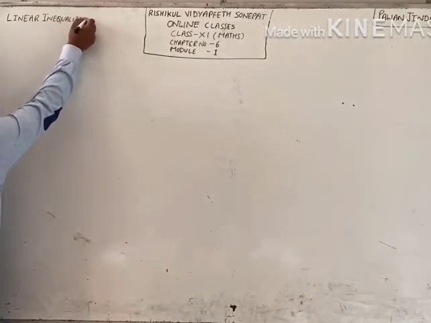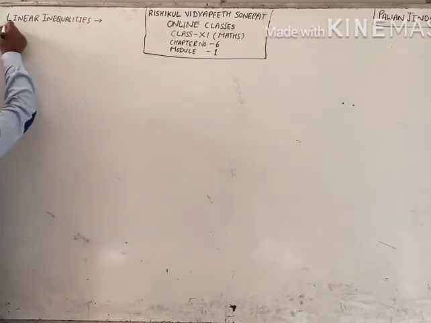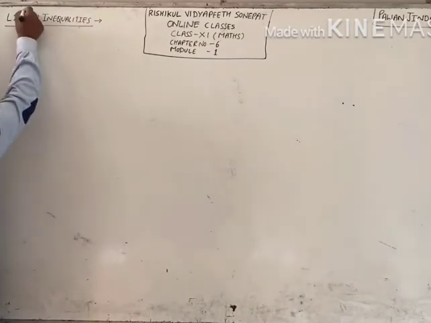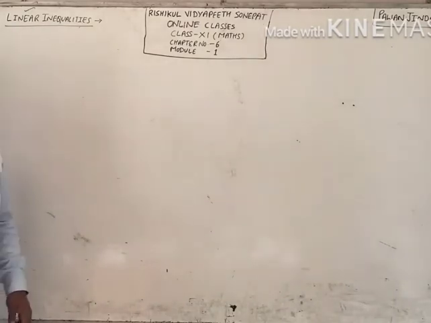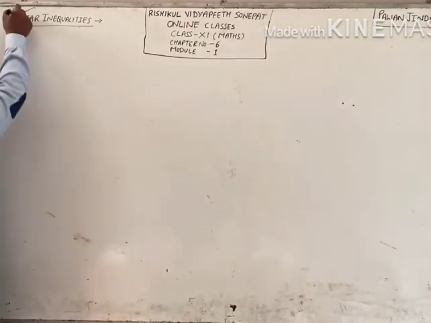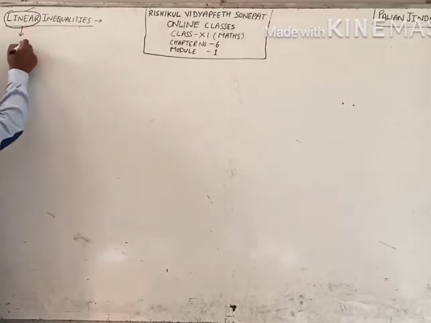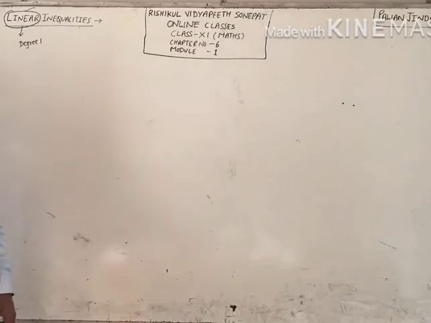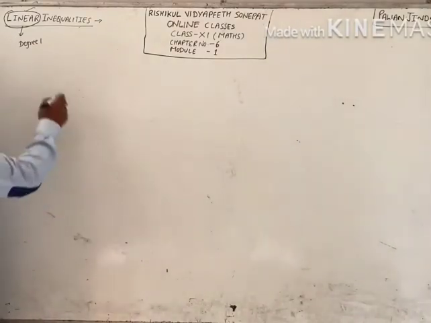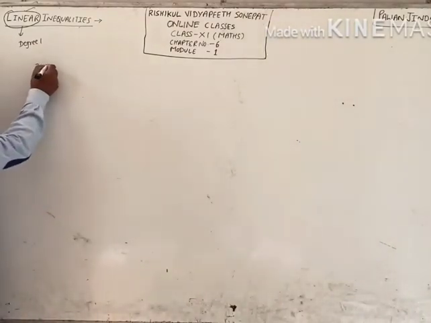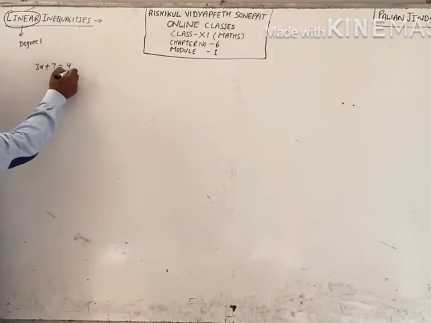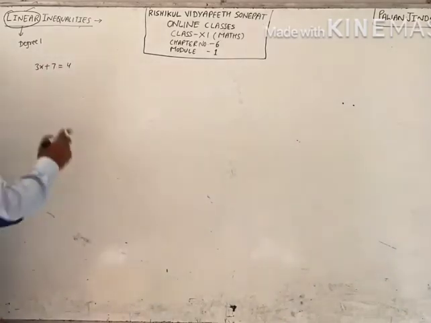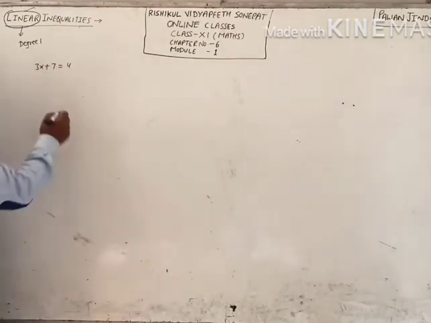Here we are having two words. First word is linear, and students, you know the meaning of linear. Linear means whose degree is 1. Degree means highest power. 3x plus 7 equal to 4. This is linear because here highest power is 1.